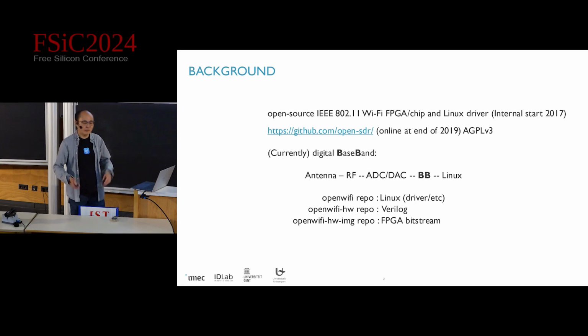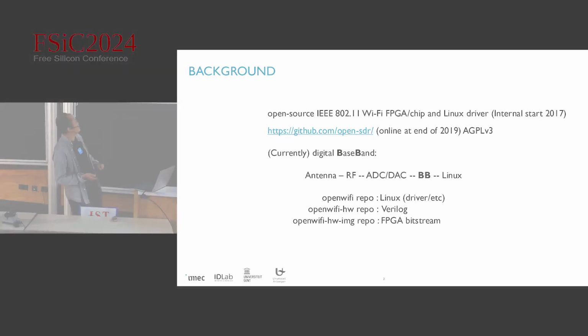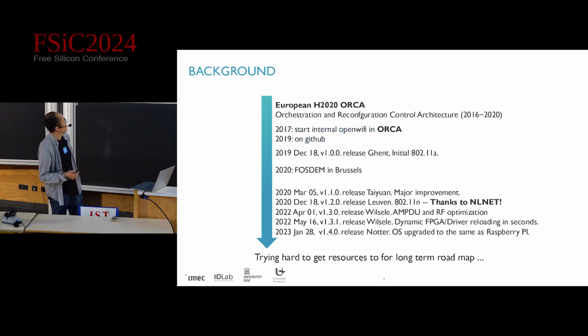So a little background on the Open Wi-Fi project. It's an open source 802.11 Wi-Fi FPGA or chip baseband design. We started internally around 2017 and put it on GitHub at the end of 2019. It's under the AGPL v3 license. Our current focus is on the baseband, the digital baseband, so not analog RF yet.